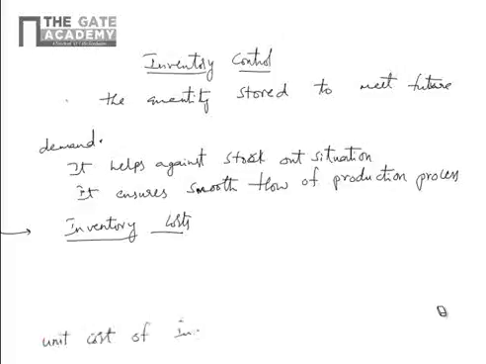Unit cost of inventory. So unit cost is nothing but the price of the item, the price paid to the supplier for procuring 1 unit of inventory. Price of 1 unit of item. For parts manufactured in-house, cost of inventory is the direct manufacturing cost.